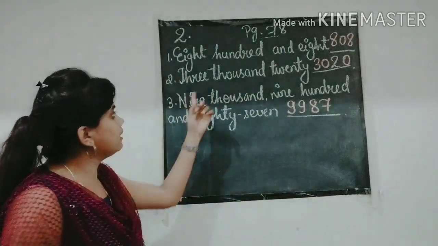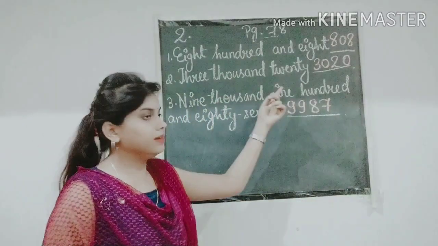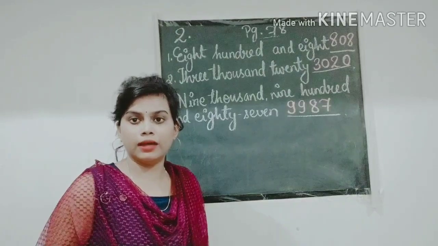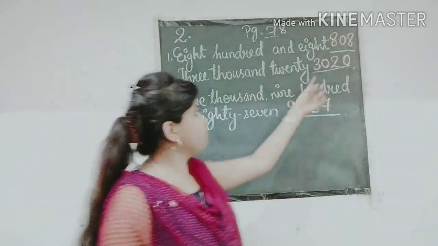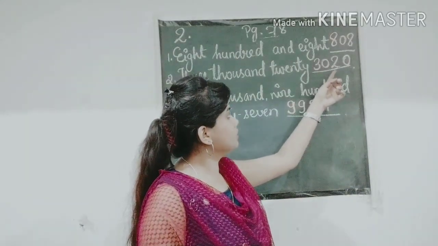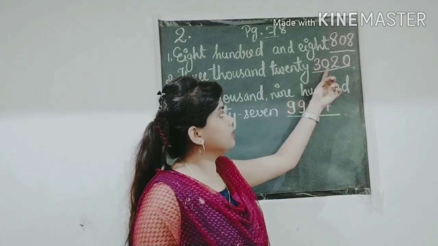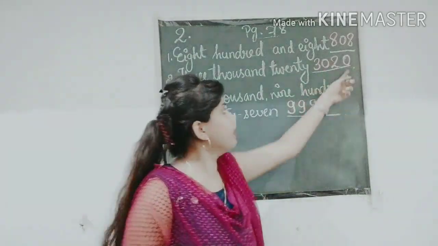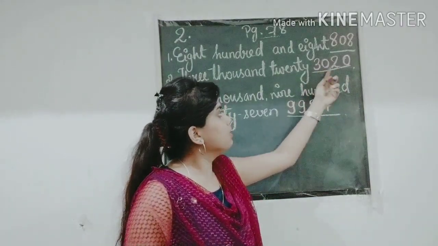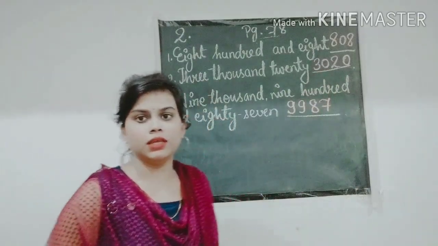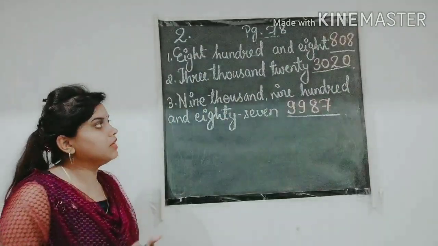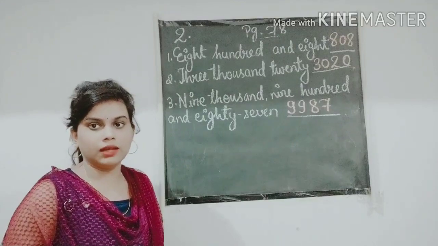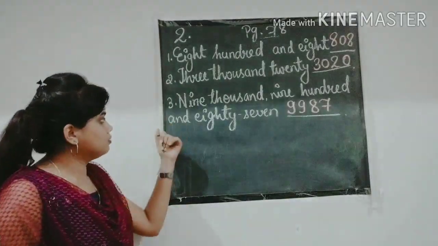Second question, 3020. Here also there is no number in the hundreds place. Yes? So in the hundreds place you have to put 0. So the number will be 3,020.